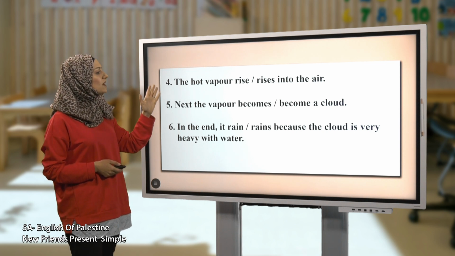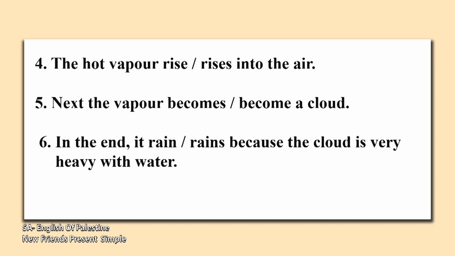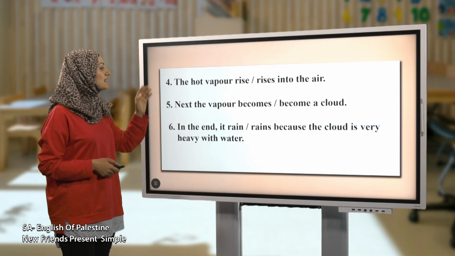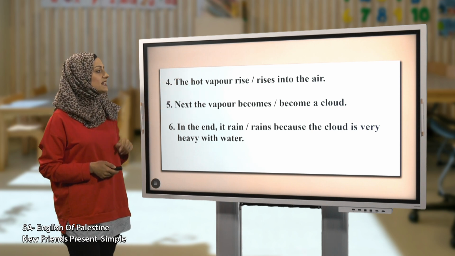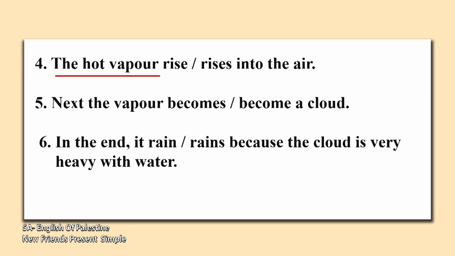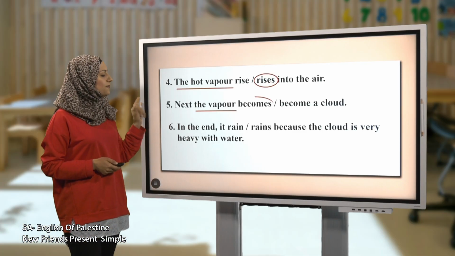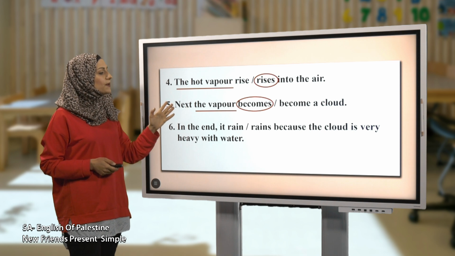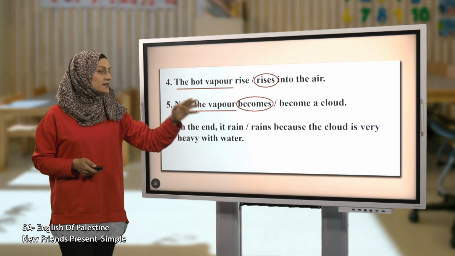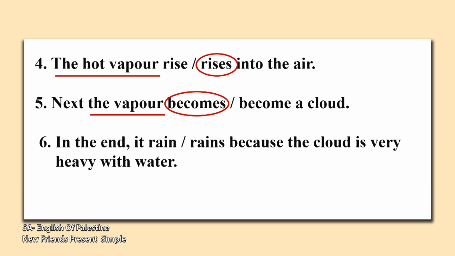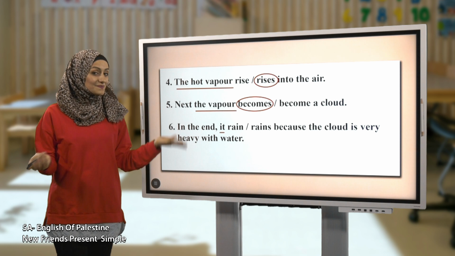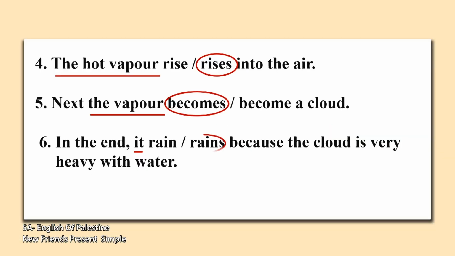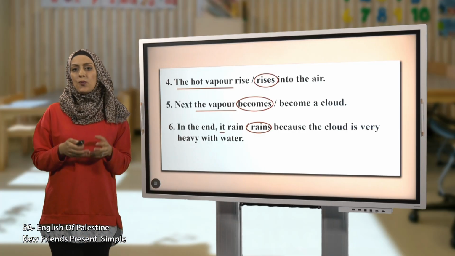Another example, the hot vapor rises into the air. The hot vapor rises into the air because the hot vapor is also singular. The fifth example, next, the vapor becomes a cloud. The vapor becomes a cloud. And the last example, in the end, it rains or rain? It rains, of course. It rains because the cloud is very heavy with water. Excellent.